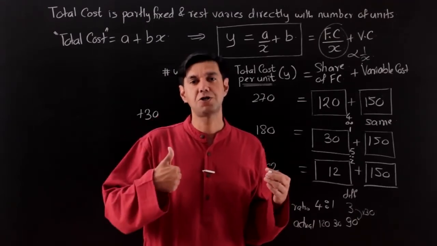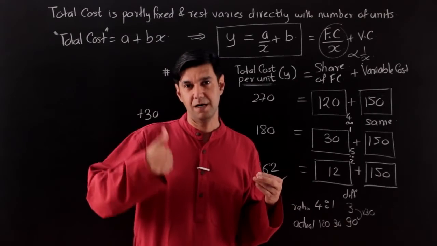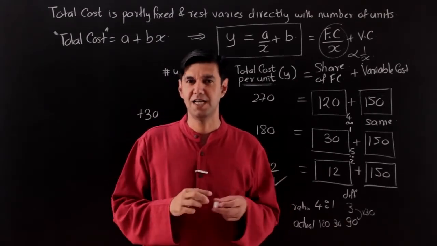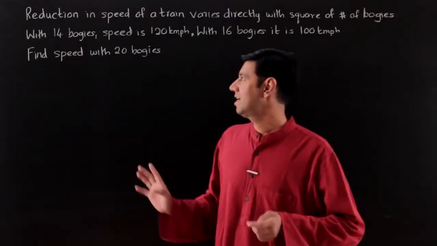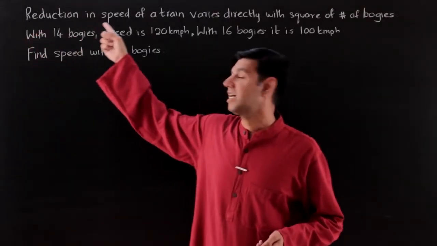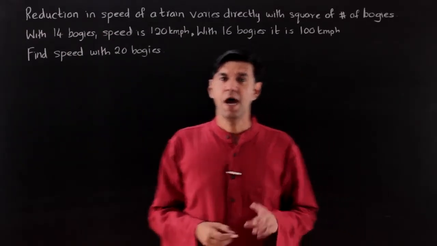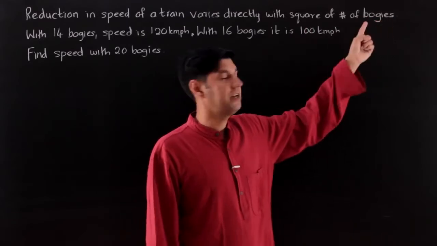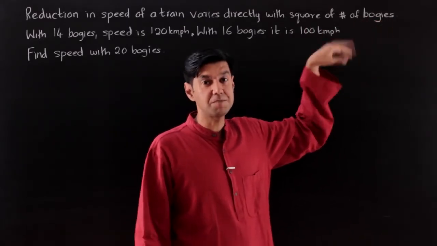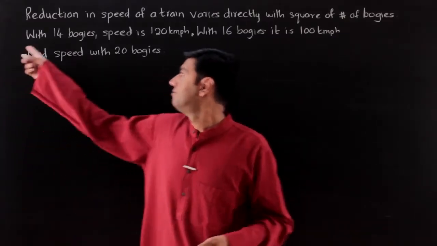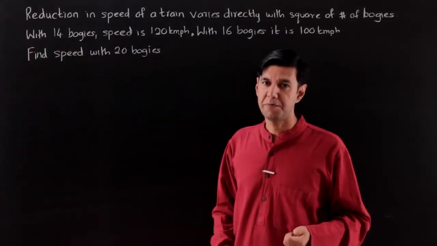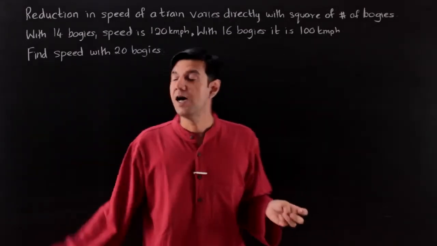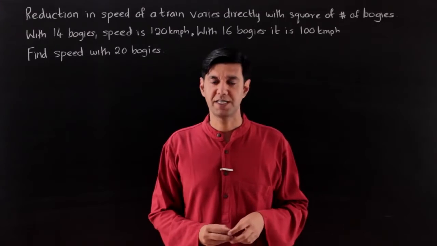So we'll do one question over here, very similar to a CAT question. I've just increased the difficulty a little marginally. The example reads: reduction in speed of a train varies directly with the square of the number of bogies. So this time we need not take the number of bogies, but the square of it. With 14 bogies, the speed is 120 kilometers per hour. With 16 bogies, the speed drops to 100 kilometers per hour. The question is, find the speed when 20 bogies are attached.